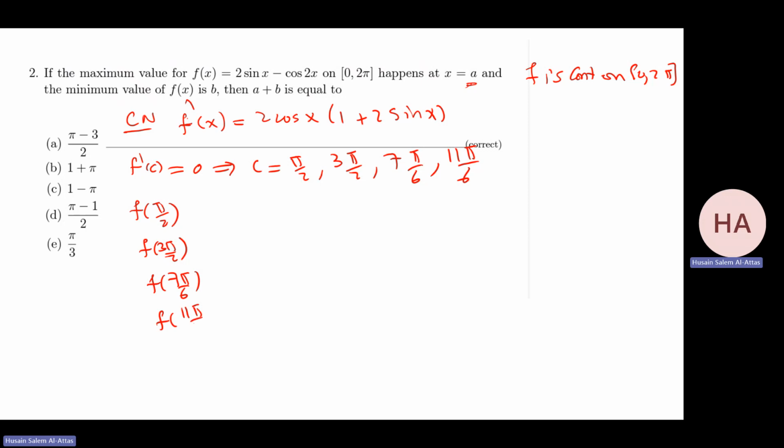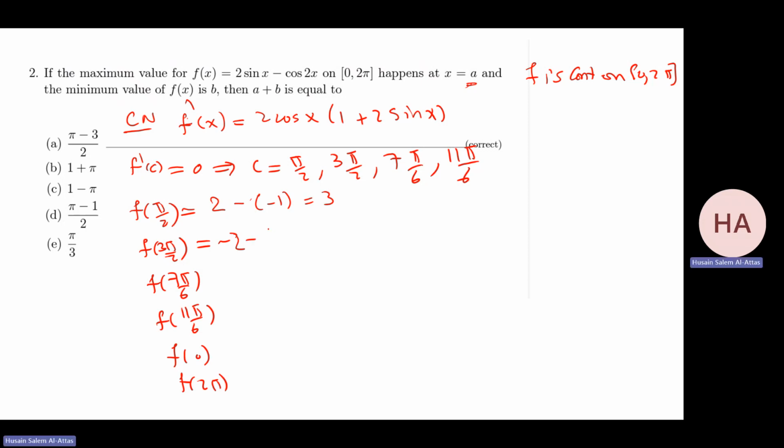It's okay. F of 0, 2 pi. F of pi over 2, that's easy. 2 minus cosine pi, which is minus 1, that is 3. F of 3 pi over 2, sine 3 pi over 2 is minus 1, so this is minus 2.